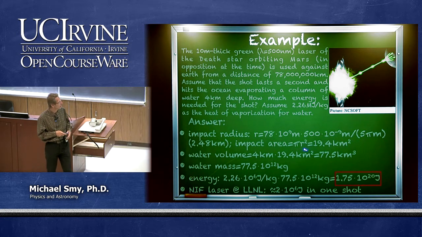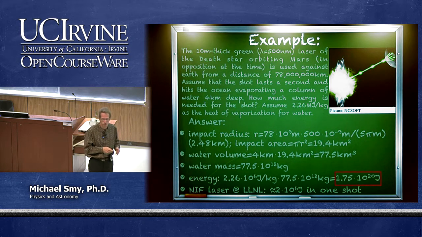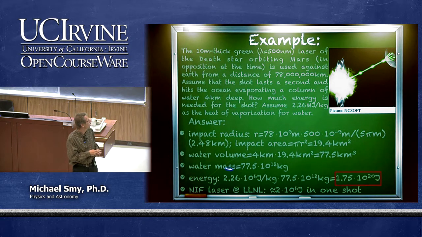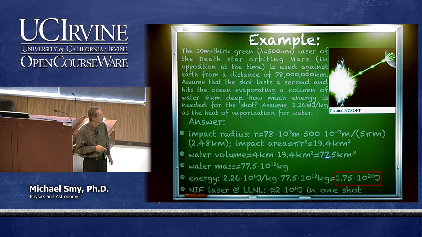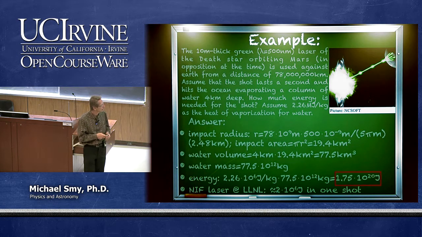If you plug in those numbers, we get an impact radius of 2.5 kilometers on Earth, and that corresponds to an impact area of 19.4 square kilometers. And if we calculate the water volume, that gives us about 80 cubic kilometers. So that has a mass of about 80 times 10 to the 12 kilograms, and we can now calculate the energy required to vaporize that much water. And it's about 1.8 times 10 to the 20 joule.